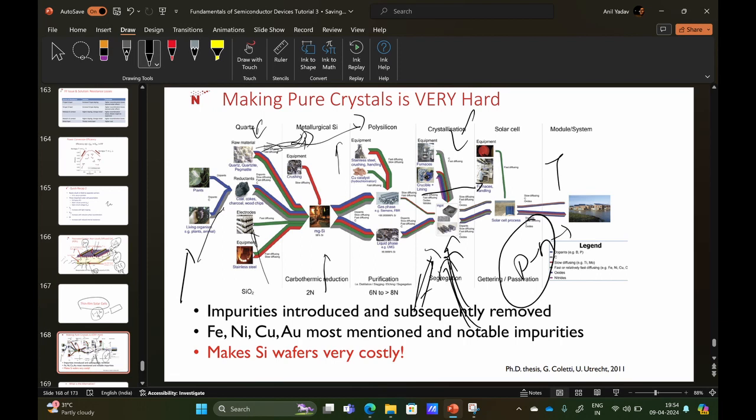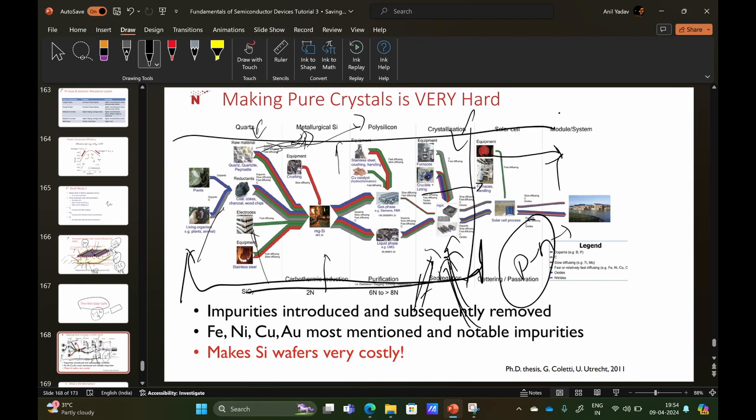Which is not an easy task, till this point this is not that easy a task. From that we make the modules. So from here to here to go, it is very expensive.